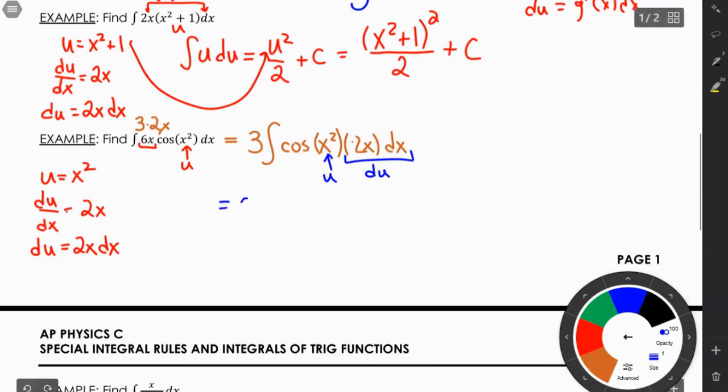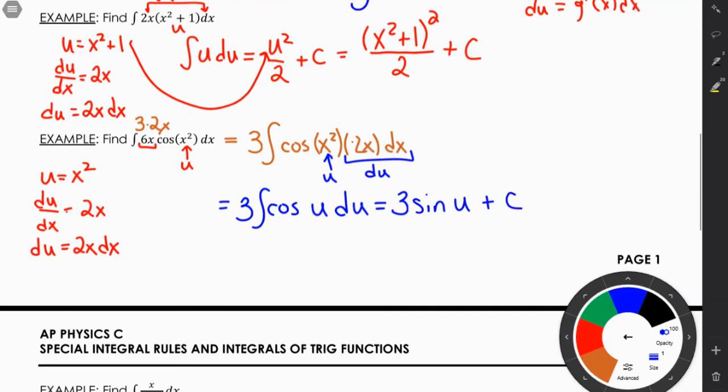So now I can rewrite this as 3 cosine of u du. And now I just follow my rules. So 3, the integral of cosine is sine, so sine of u plus c. But now all I have to do is plug back in my u, which we said was x squared. So 3 sine x squared plus c would be my solution to 6x cosine x squared dx.